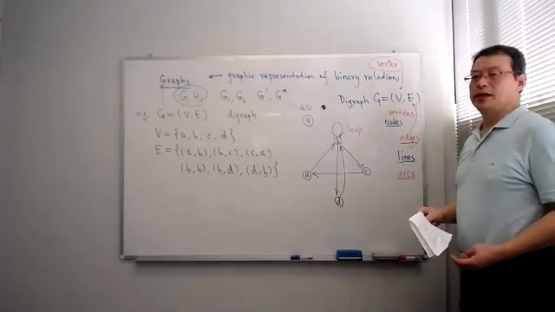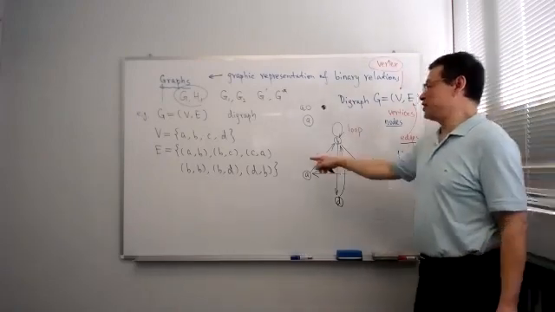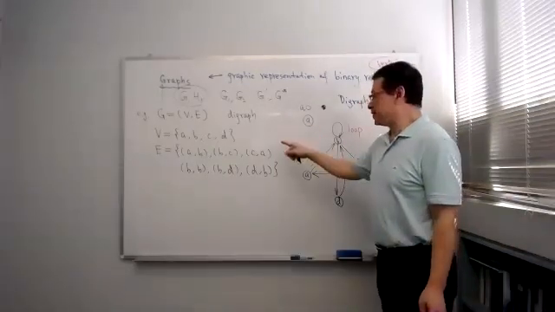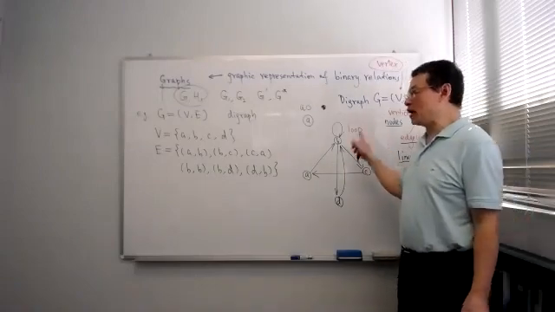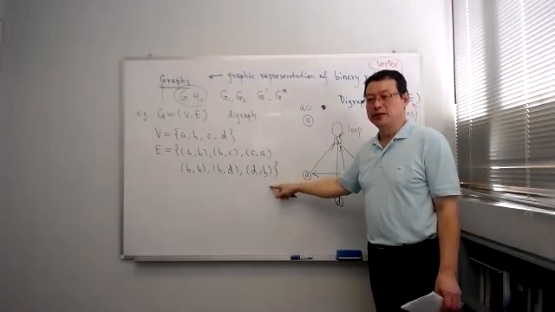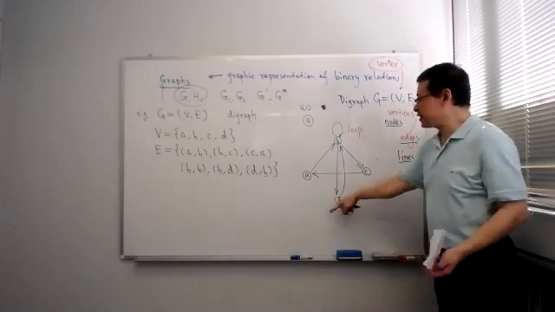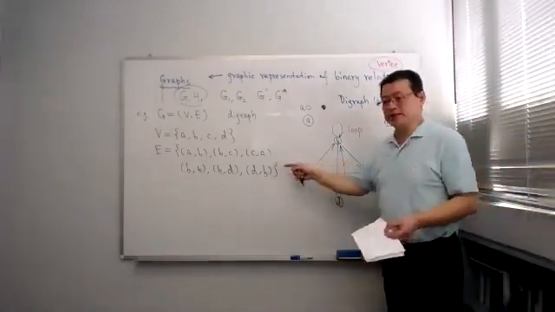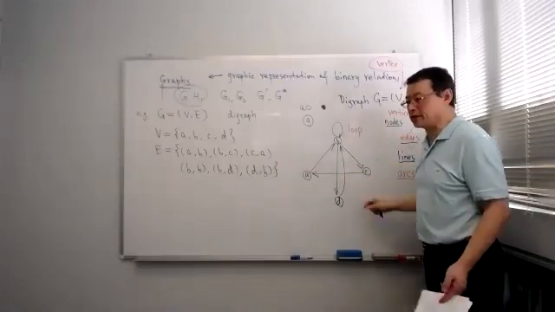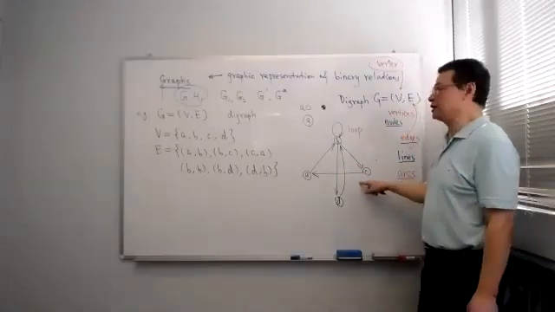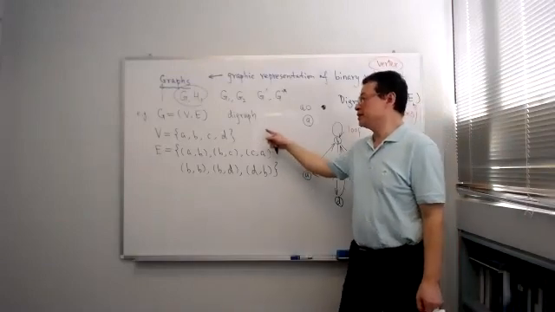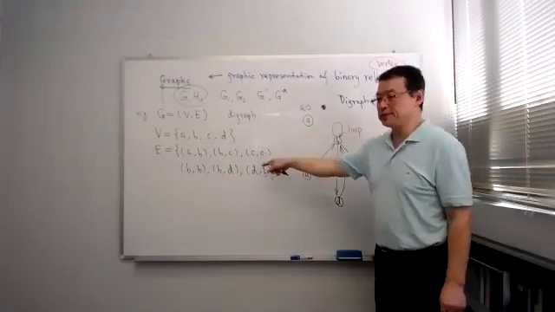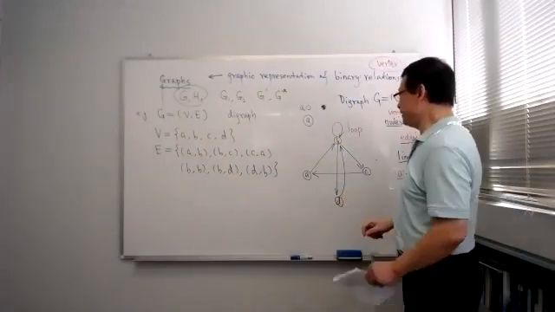So this one represents this digraph. Technically or formally, mathematically, this one is the graph, and this one is a graphic representation of this graph. But of course, in practice, very often we say this one is a graph. It's understood that this one is a graphic representation of this underlying mathematical structure.